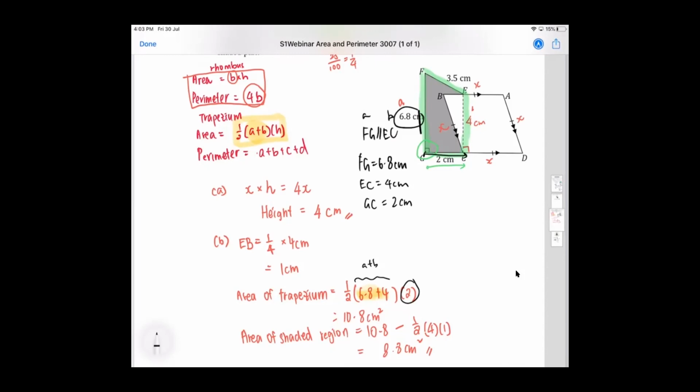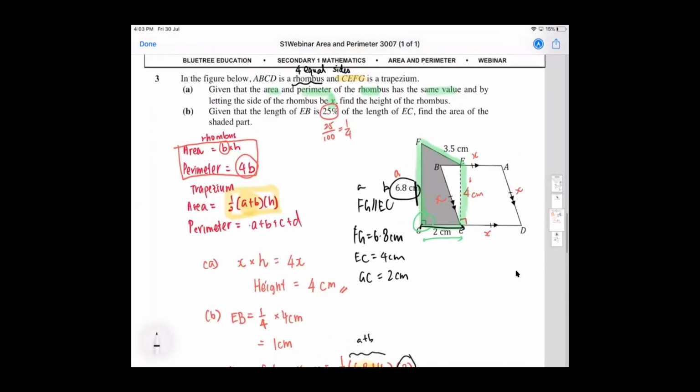Then for the height of the rhombus, how to get 4? The question says the area of the rhombus is the same as the perimeter. The perimeter is 4 times the base, because all 4 sides are equal. And area is base times height. Therefore, height must be equal to 4 if you equate the two. This is B times H, and this is 4B, then H must be equal to 4.